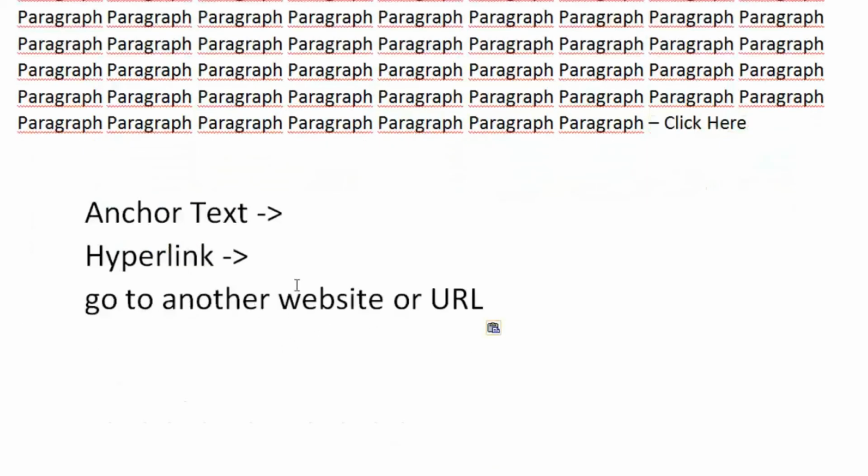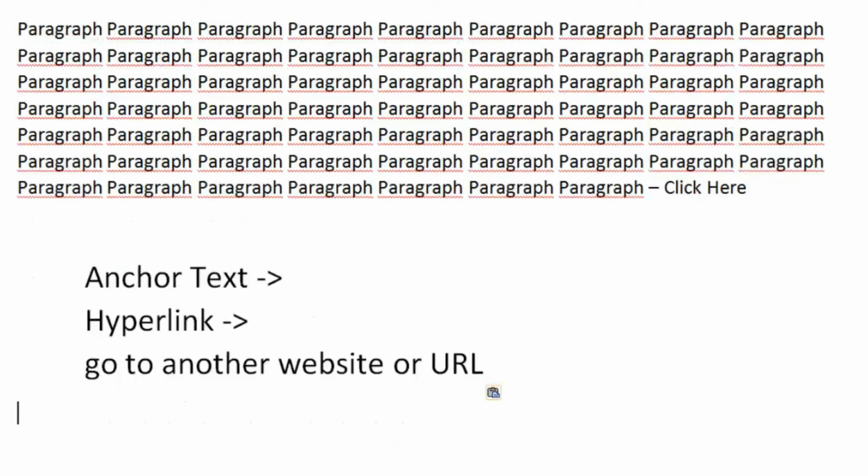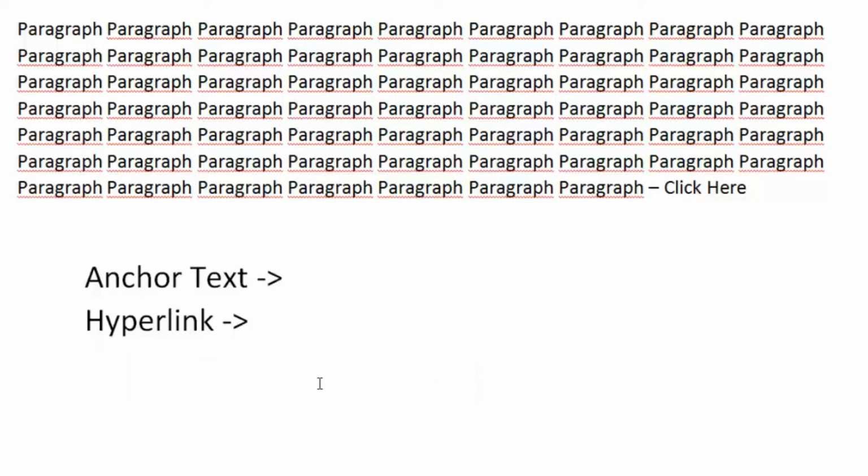So to break things down here, this is essentially what it looks like. So you need the anchor text, right? Which is going to be the text that you highlight. And then the hyperlink is going to be the link that you're going to link them to. And then this is merely just the action. So when they click on the hyperlink and they read the anchor text and they click on it, then they go to another website or URL. So that's how the process works.